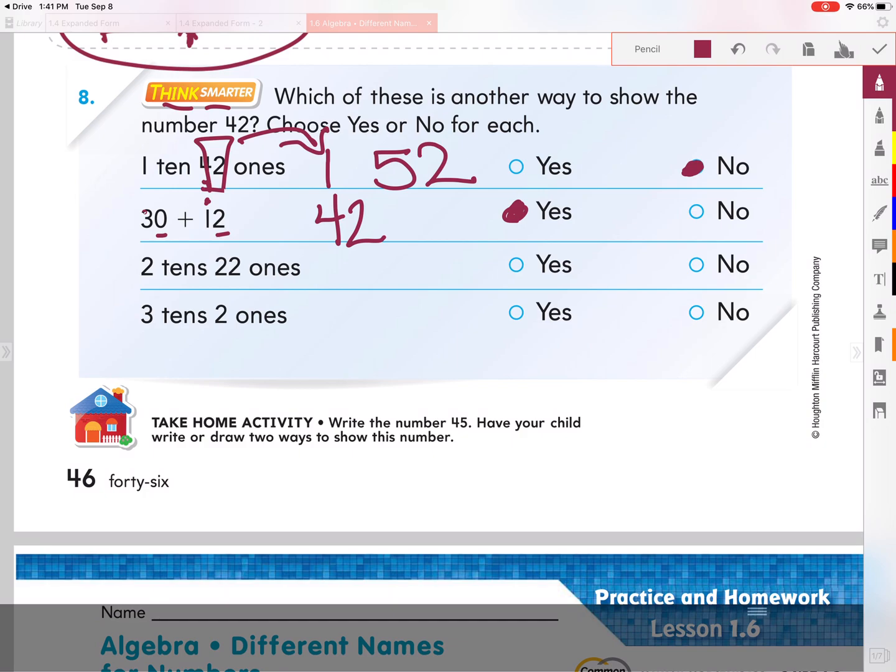2 tens and 22 ones. Well, I'm going to make this number here 2 tens. That's 2 rods. Over here, I know that 22 ones has 2 rods in it and 2 singles. Did I just make the number 42? Yes, I did. Count my rods first and then my singles. How about 3 tens and 2 ones? Did I just make the number 42? Nope, I did not.